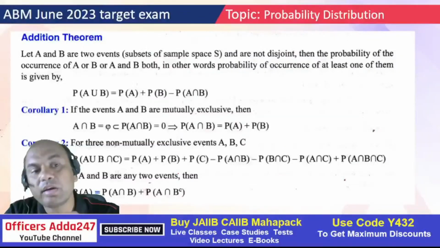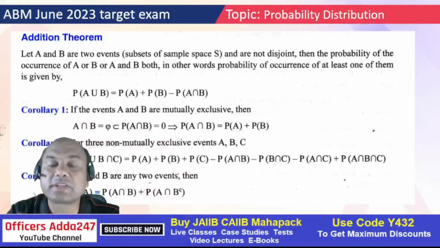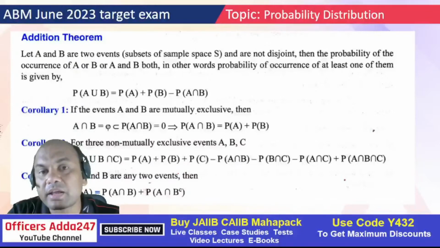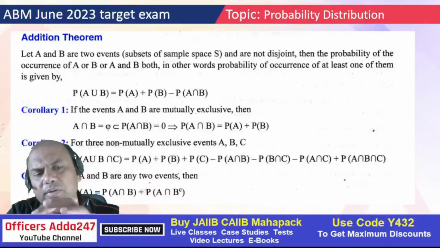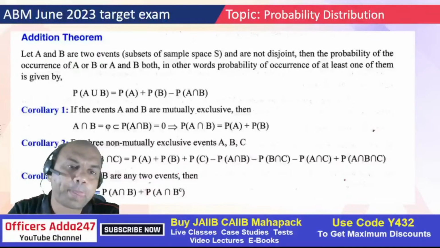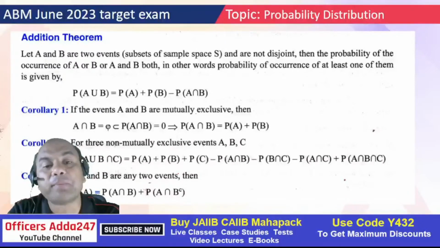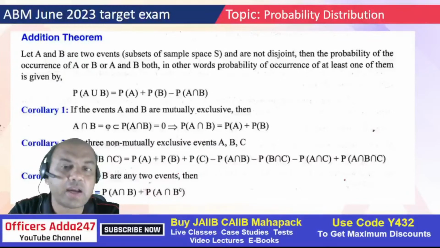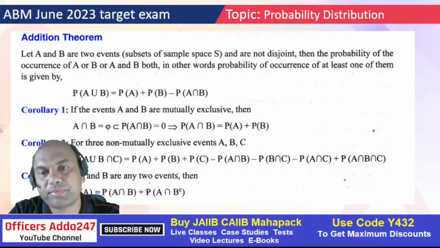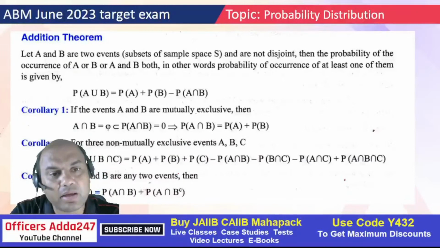For 3 non-mutually exclusive events A, B and C, what do I do? If there are 3 events, again similar. This is a difficult one, but you have to remember: P(A) plus P(B) plus P(C) minus P(A ∩ B) minus P(B ∩ C) minus P(A ∩ C), and plus P(A ∩ B ∩ C). Okay, so this is the difficult part. You have to remember: first you subtract all the single intersections, then the combined intersection you have to add once.